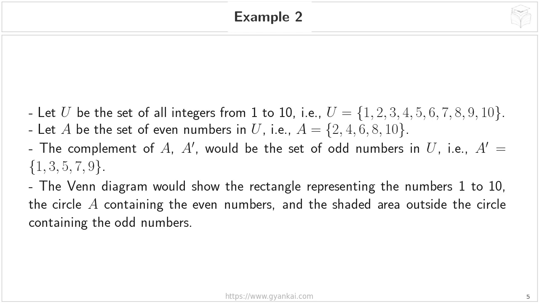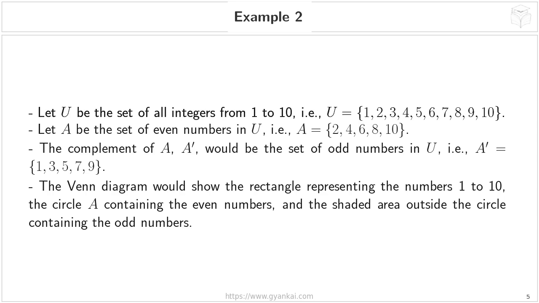Finally, let's visualize this with a Venn diagram. You would draw a rectangle to represent the universal set U, including all numbers from 1 to 10. Inside that rectangle, you draw a circle to represent set A, and that circle would contain the even numbers, 2, 4, 6, 8, and 10. The complement, A prime, would be represented by the area outside the circle A, but inside the rectangle U. This shaded area would visually show the odd numbers, 1, 3, 5, 7, and 9.